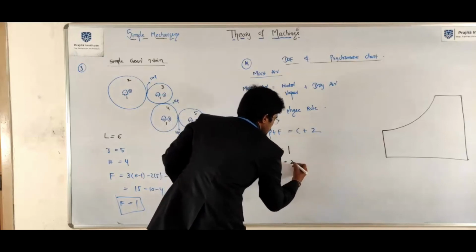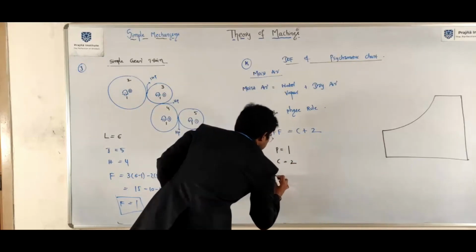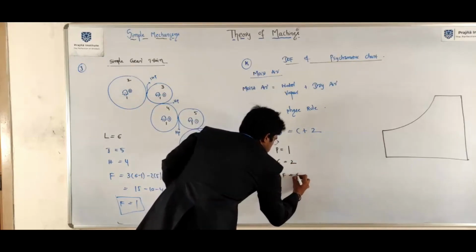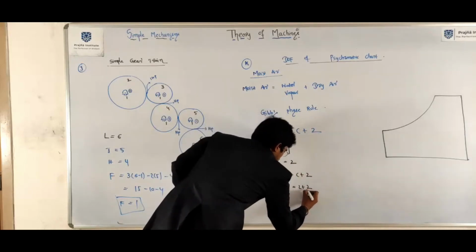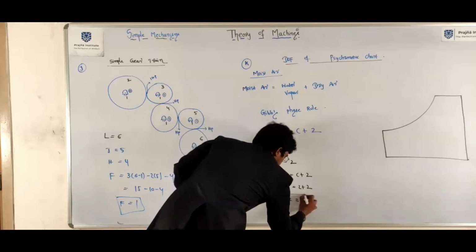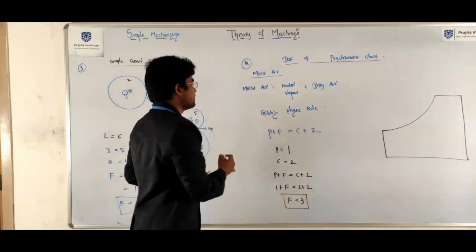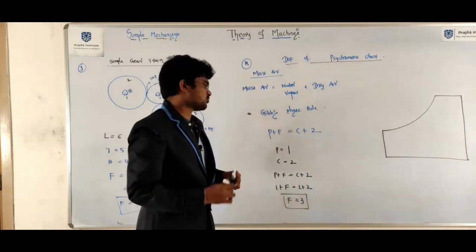It contains two components. Then P plus F is equal to C plus 2. 1 plus F is equal to 2 plus 2. F is equal to 3. 3 degrees of freedom according to Gibbs phase rule.